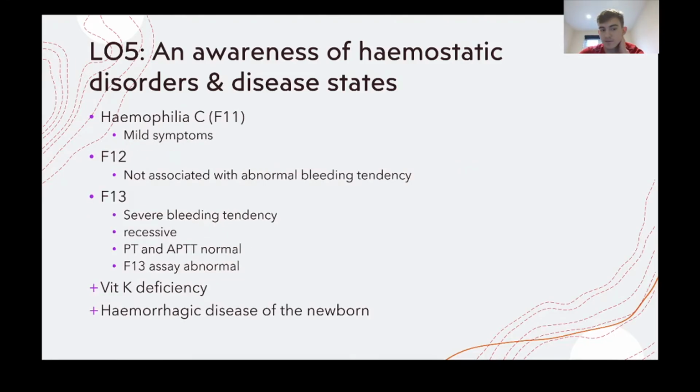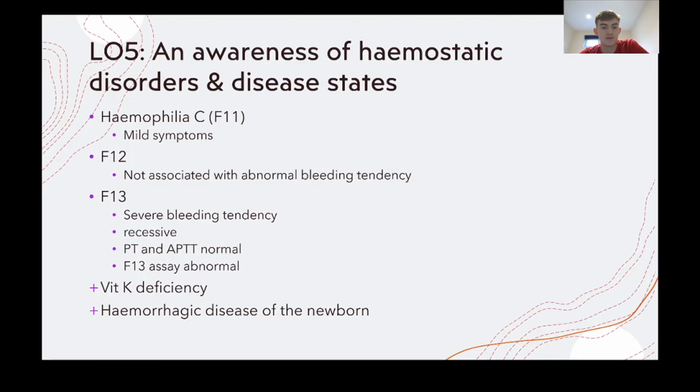Also hemophilia C. So as we go down from A to C, it becomes less prevalent, and we get milder symptoms. So hemophilia C is deficiency in factor 11. Then we've got factor 12, not really associated with abnormal bleeding. However, when we get to factor 13, that's seen with a severe bleeding tendency, and it's also autosomal recessive. And in this case, the PT and APTT can appear normal, but if we do a special assay for factor 13, they can be seen to be abnormal. But again, it's very rare.